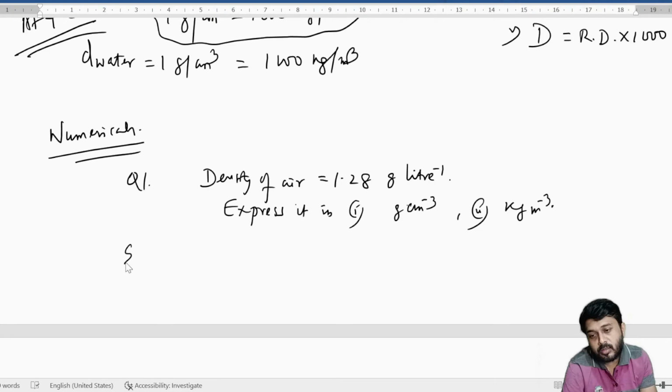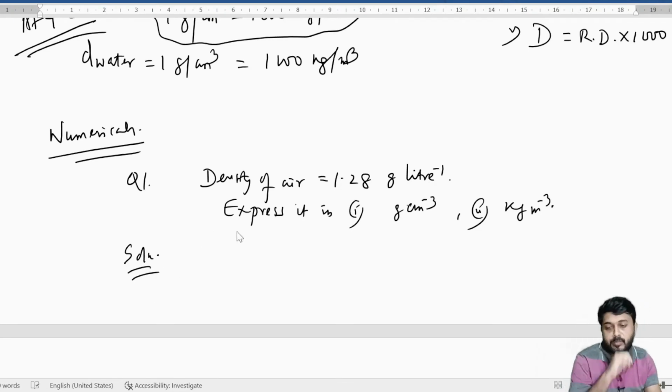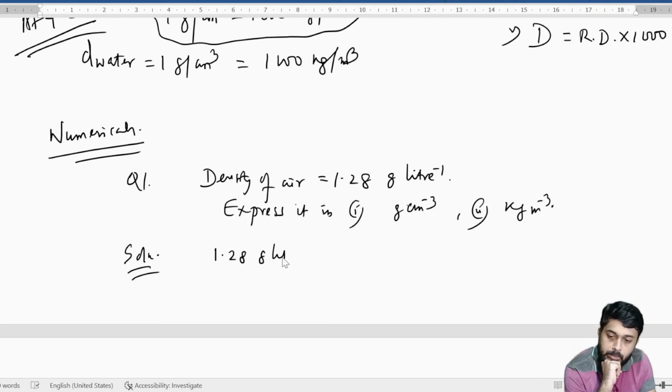Okay, this question is a really simple one. 1.28 gram per liter. What does that mean? 1.28 gram by 1 liter. How much is 1 liter? 1000 centimeter cube.